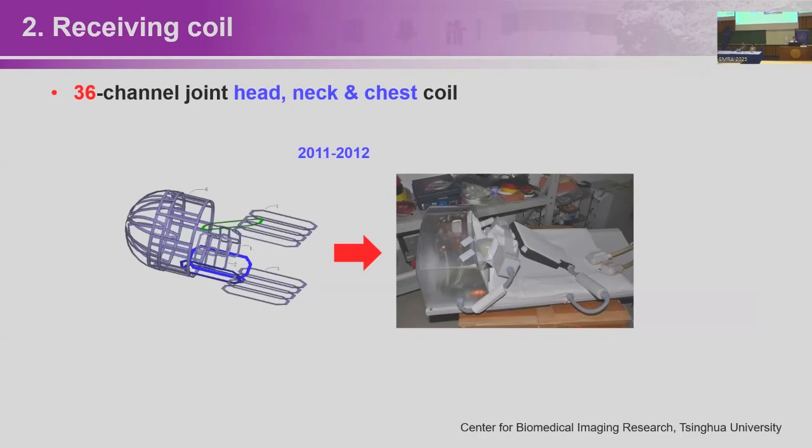So to ensure the image quality for the joint vessel imaging, we have to design a dedicated coil. 14 years ago, our group built a 36 channel coil to cover head, neck, and chest. We can scan the vessel imaging sequences and cover the whole area. Although this coil is complicated, it is very useful.